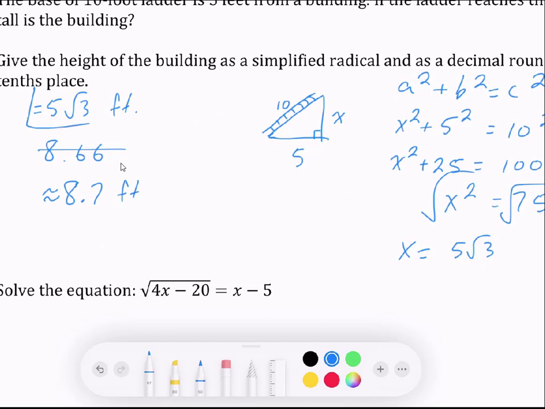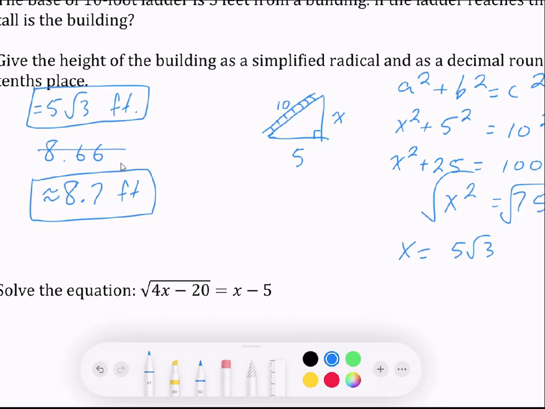Well, tell me what that is here in a little bit. Well, okay. I still want to see it. All right, so the simplified radical is 5 square root of 3 feet. And the decimal rounded to the tenth place, 8.7 feet. So it's approximately 8.7 feet.